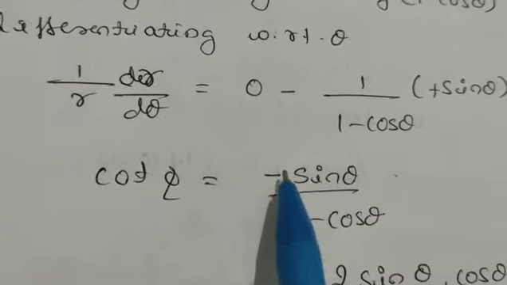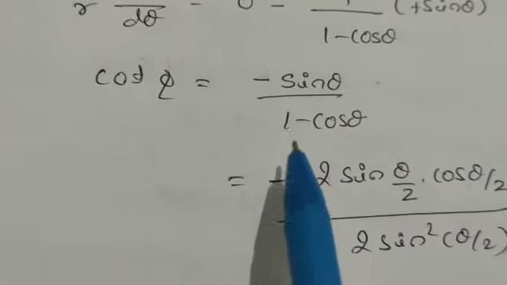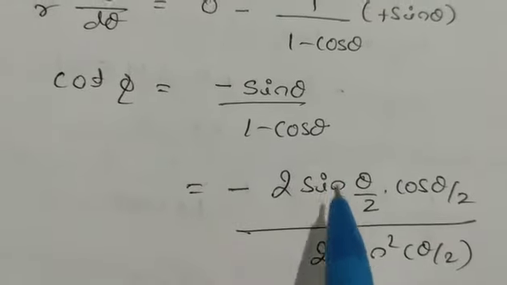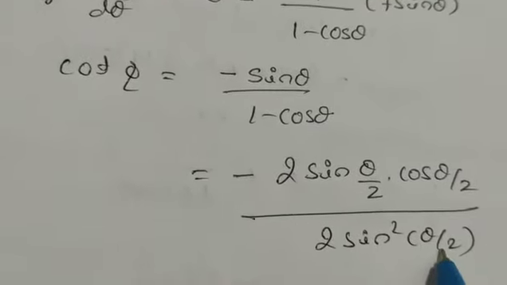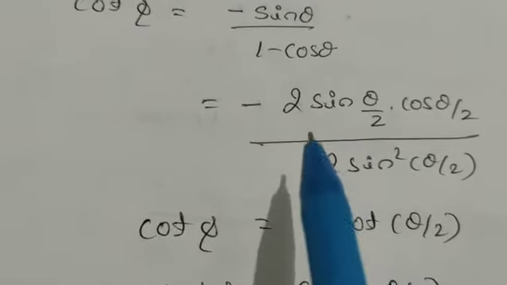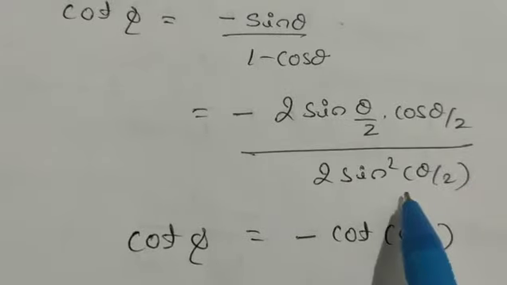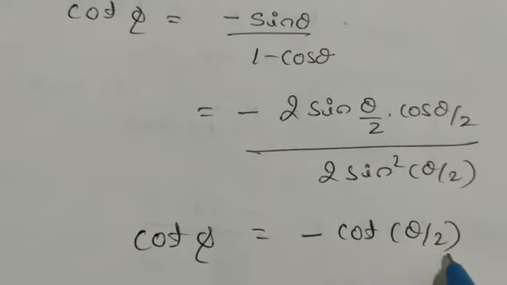Let us express this in terms of cot again. We know sin theta is 2 sin theta by 2 into cos theta by 2, and this 1 minus cos theta is 2 sin square theta by 2. We know all these relations. Here 2 gets cancelled, 1 sin gets cancelled, we get cot, cos by sin it is. So it is minus cot theta by 2.